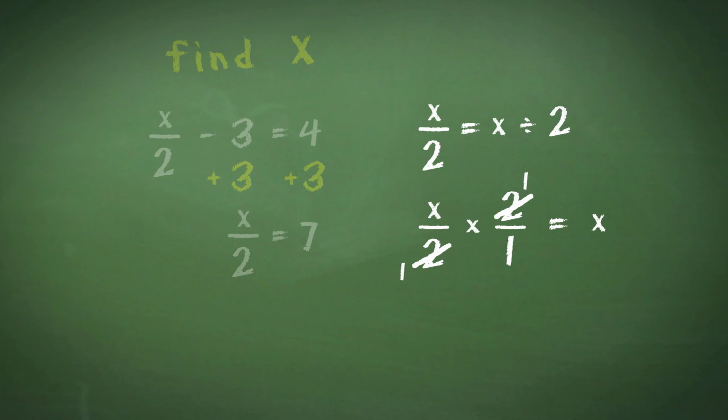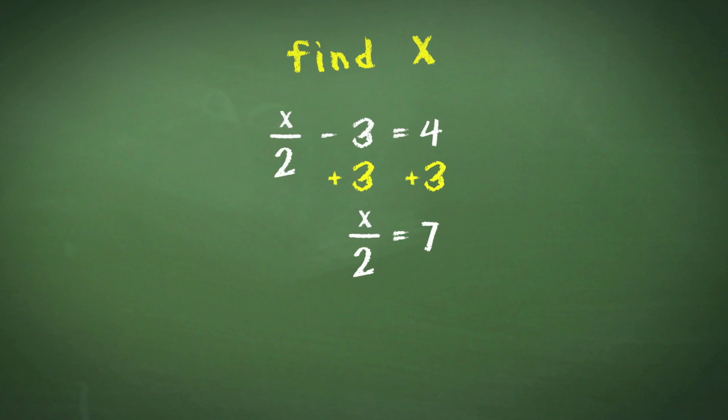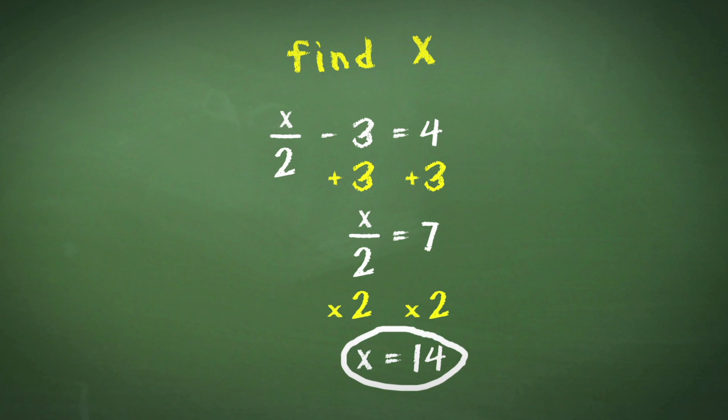So going back to the example x over 2 equals 7, we now know that we can get rid of the fraction by multiplying the left-hand side of the equation by 2. x over 2 times 2 equals 7 times 2, because we must do the same to the right-hand side, remember. This leaves us with x on the left-hand side and 14 on the right. So our answer is x equals 14.